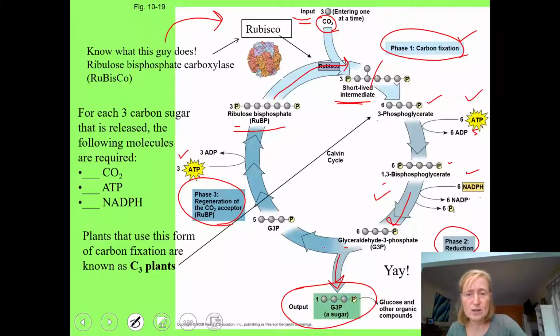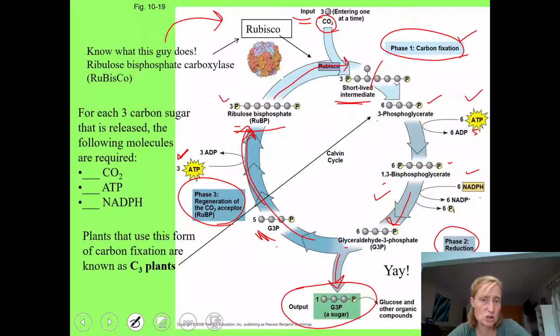Well, it turns out we need to regenerate ribulose bisphosphate if we want this cycle to go again and again and again. And that takes a bunch of steps. I see lots of arrows there. And it takes up some ATP on top of it. And we need 5 of these glyceraldehyde 3-phosphates to be converted into 3 ribulose bisphosphates. 5 times 3 carbons equals 15. 3 times 5 carbons equals 15.